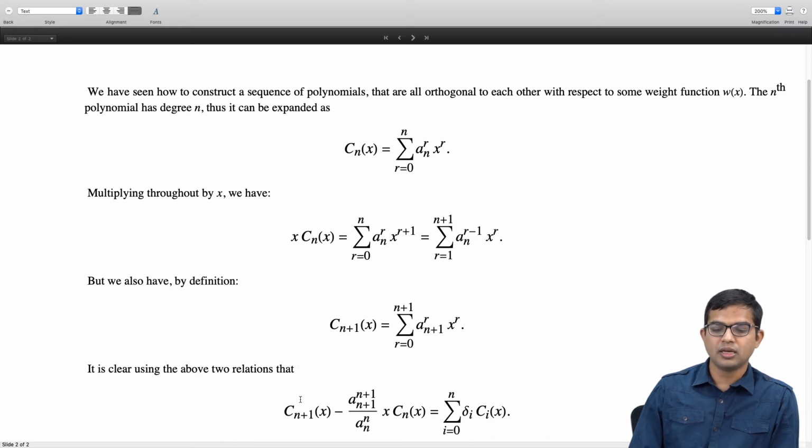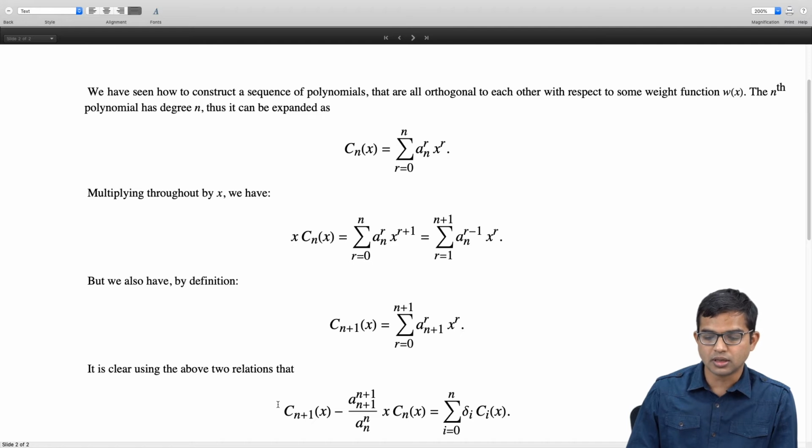So if you take Cn plus 1 of x and then subtract this factor times x times Cn of x, then indeed we are guaranteed that the result cannot be a polynomial of degree greater than n, right? Because we have peeled off explicitly the n plus 1th order term, so there is no question of the n plus 1 order term surviving.